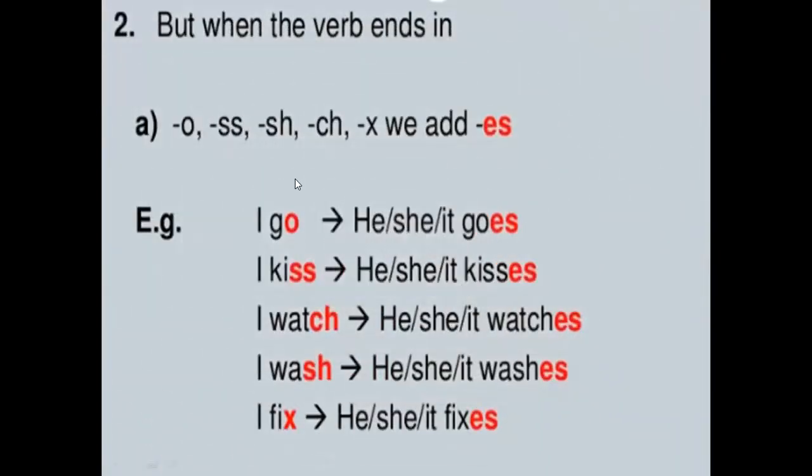Rule number two. When the verb ends in O, SS, SH, CH, or X, we add ES. So O, SS, SH, CH, X, we add ES at the end of the verb. I go. Okay, I go. So it ends with O. So we have to add ES. So he, she, it goes.